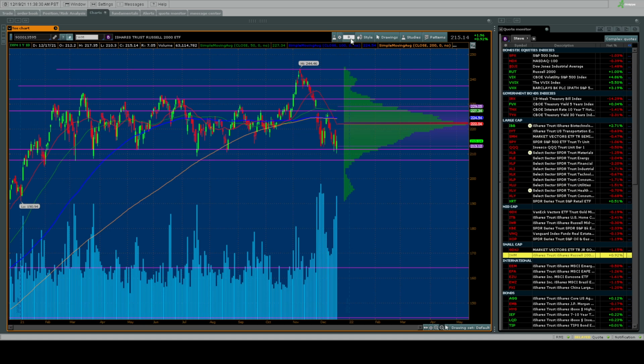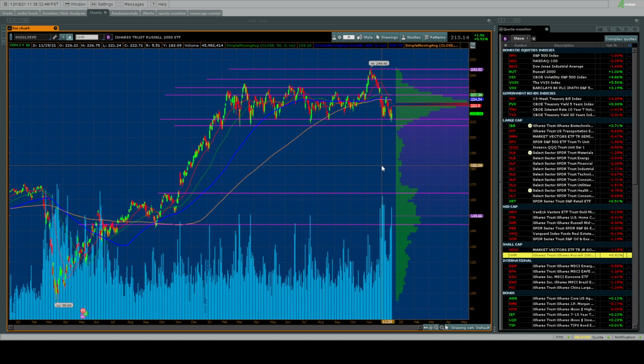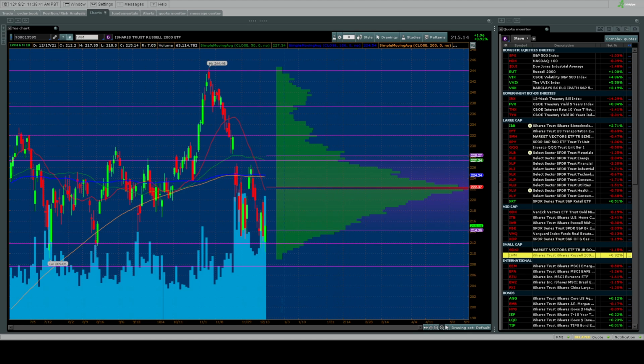You break this 207, zoom out, and look what happens. There's nothing. There's no volume. There's nothing to hold this up. And now all of a sudden, you are in a crash pattern for small caps. And if you don't think that's important, keep in mind, small caps lead the large caps. That's very important to know.